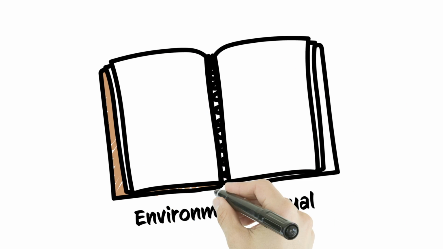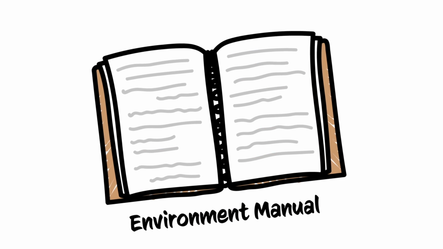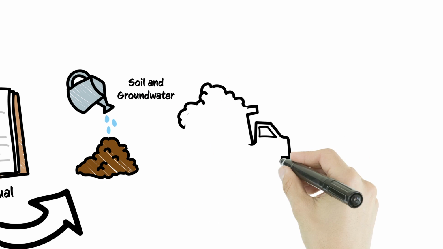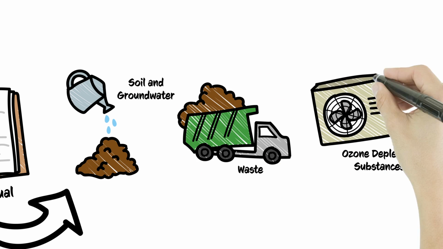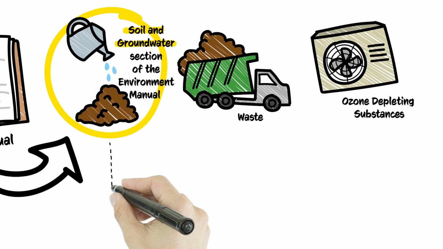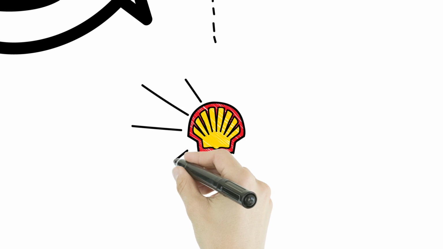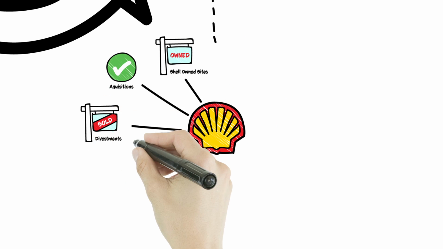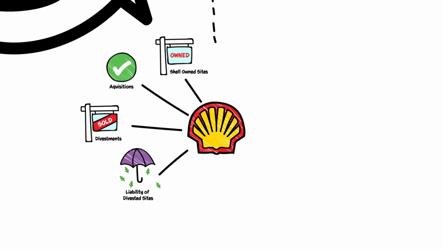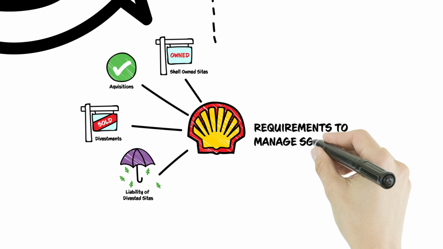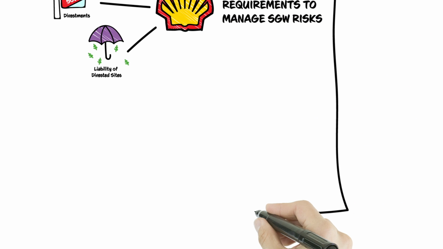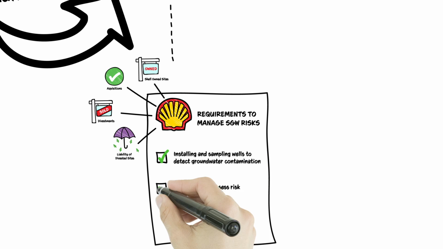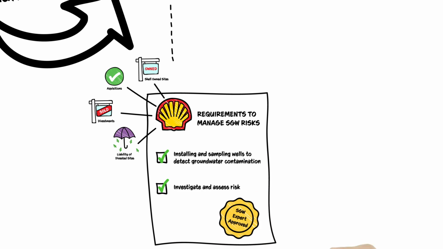Retail has identified the following sections of the Environment Manual in scope to the retail organization: soil and groundwater, waste, ozone depleting substances. Let's start with the SGW section of the Environment Manual. The SGW section is applicable to company-owned sites, acquisitions and divestments, and divested sites with ongoing Shell liability. Requirements to manage SGW risks include installing and sampling wells to detect groundwater contamination, investigate and assess risk as determined by SGW subject matter experts.